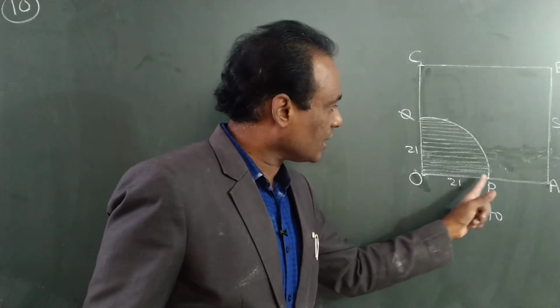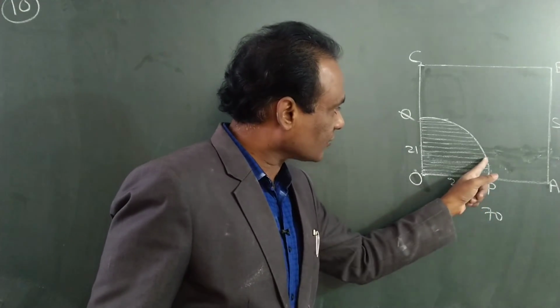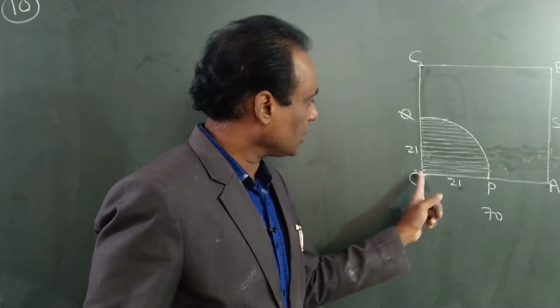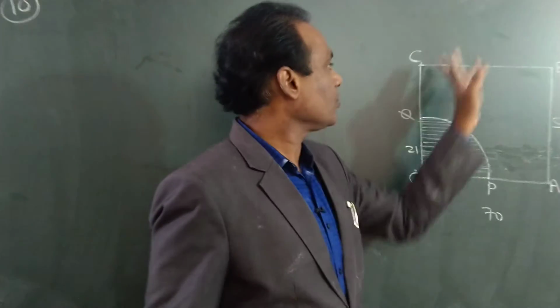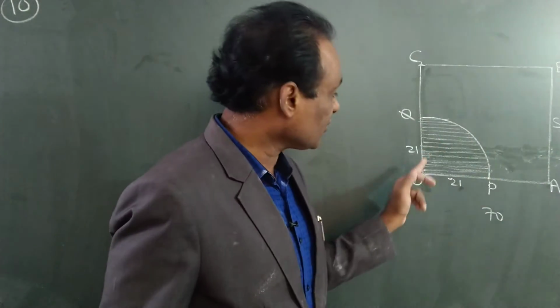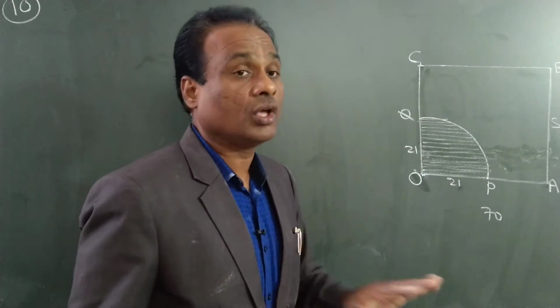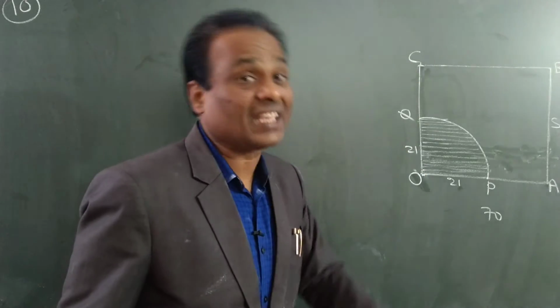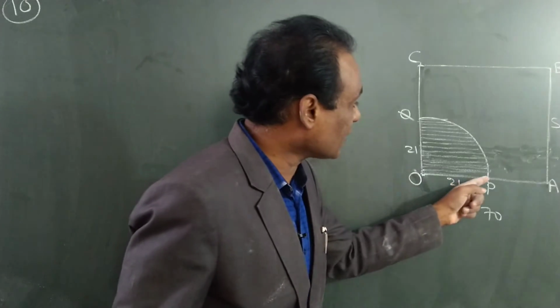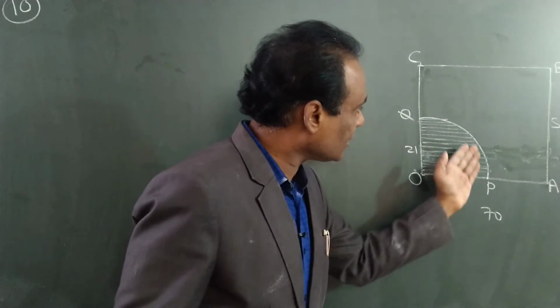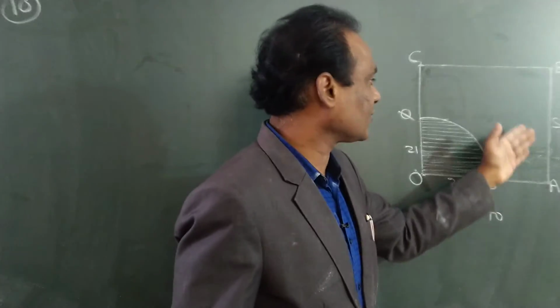So from here to here horse can move. Here to here horse can move. It cannot move this side, because it is tied to one corner with a rope of 21 meters. So which area grass can it eat? It can eat the grass up to here. This area grass it can eat. It cannot eat the grass here.